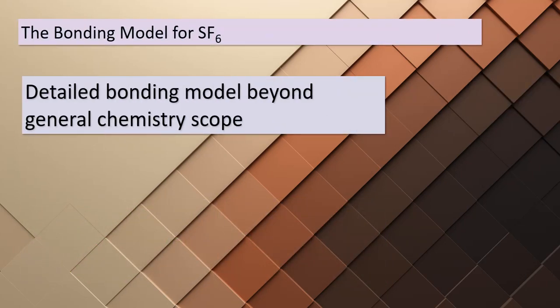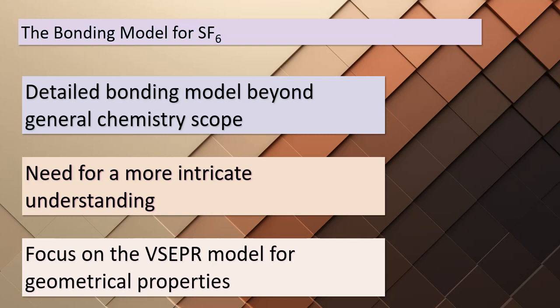Now, students, here's where things get a bit more complex. The bonding in SF6 requires a deeper, more detailed model than what we cover in general chemistry. We're talking about a level of intricacy that goes beyond what we typically explore. But fear not. There's a model that comes to our rescue, and that's the VSEPR model. This nifty model helps us understand the geometrical properties of molecules like SF6 based on the electrostatic repulsions between their atoms. It's like using a puzzle piece to predict the overall shape.